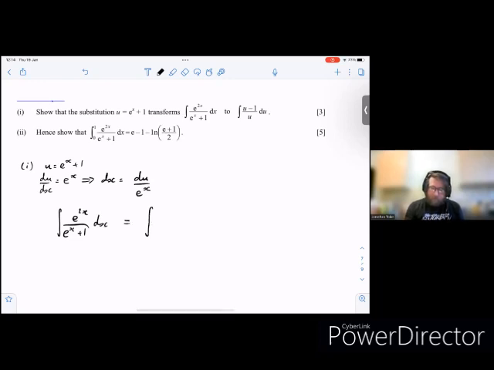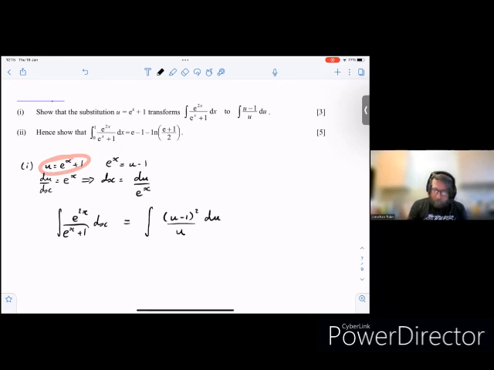Okay, so the e to the 2x, well, in order to get e to the 2x, we need to use this. So e to the x equals u minus 1. So e to the 2x is that squared. Remember, we need to square e to the x to get e to the 2x. So that becomes u minus 1 squared. And then the bottom is e to the x plus 1, which is just the u that we used. And then we've got du over e to the x.